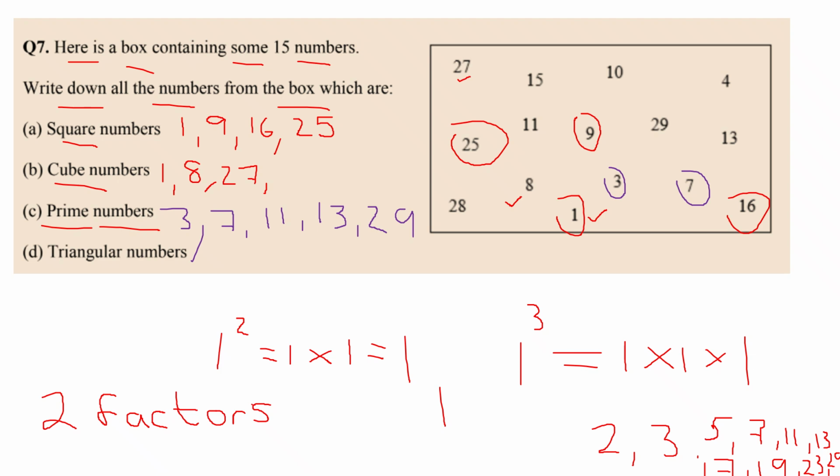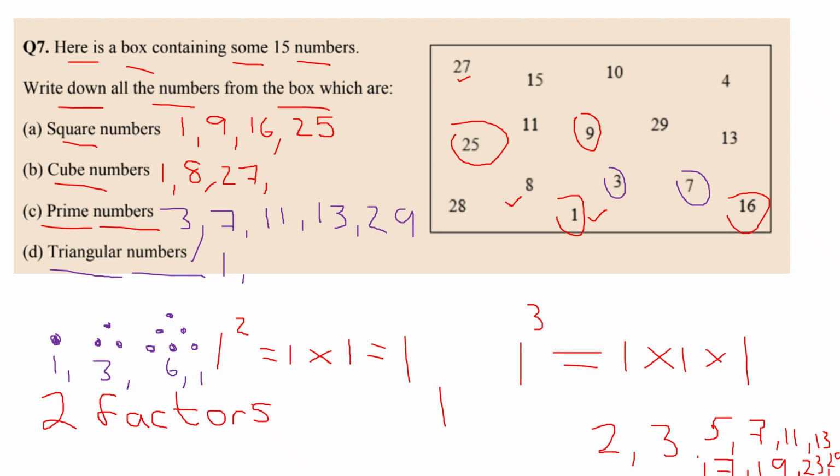What about Part D, triangle numbers? These are not as common at GCSE, but we get them by making triangles. Think of these little dots here. 1 is a triangle number. A triangle is usually made by 3 dots, so you're going to have 1, 2, 3. Then the next one is going to look like this: 1, 2, 3, 4, 5, 6. So 6 is triangular.